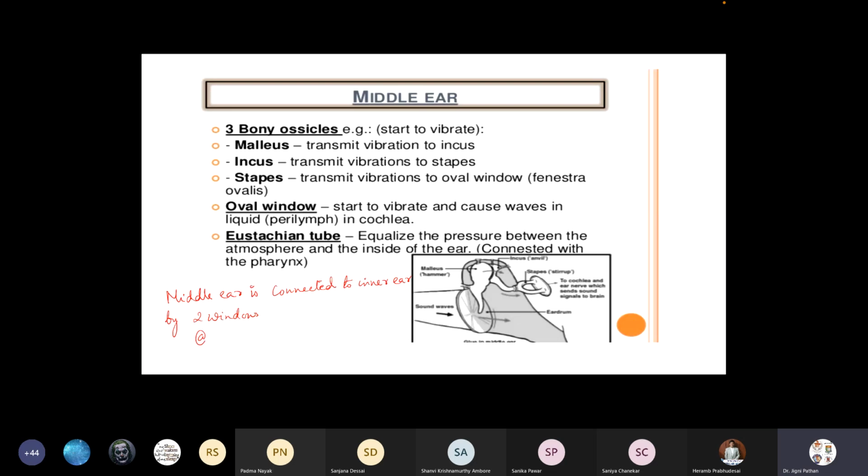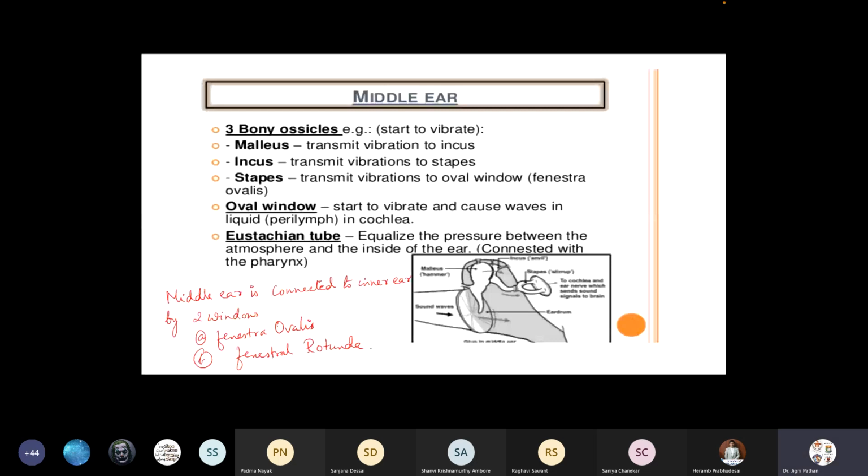the first one is fenestra ovalis. The second one is fenestra rotunda. That is a round shape. So you have fenestra ovalis, and also you have one more that is rotunda shape. So middle ear is connected to inner ear by two windows, fenestra ovalis and fenestra rotunda. That helps for the further communication with the inner ear.